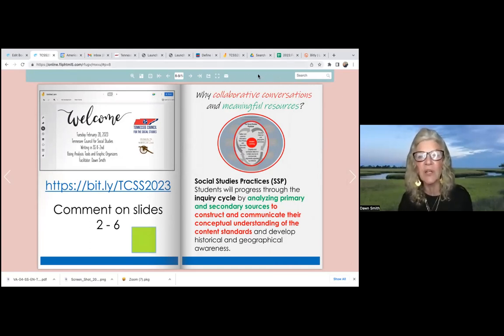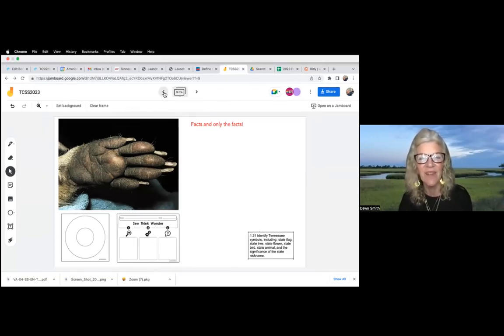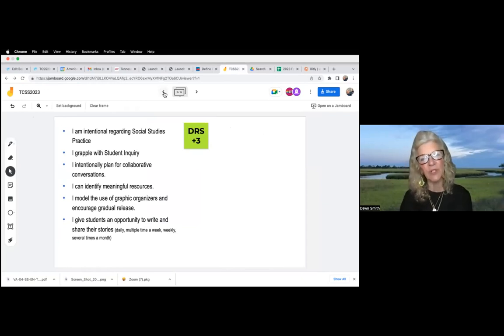And I really want you to comment, if you would, on slides 2 through 6 to start with. We're going to use this Jamboard periodically during this session today, and that is not the one I want you to start with. I want you to start at the beginning, where we have those opportunities to grow.